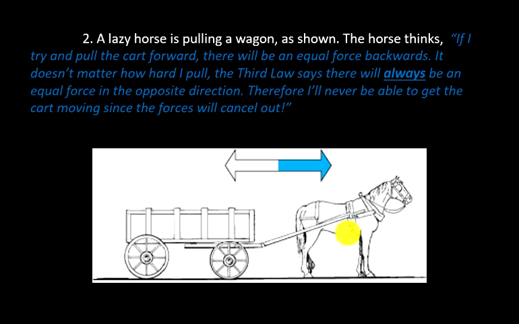Okay? I have one more example for you. Here's a classic physics conceptual question. We have a horse pulling a cart. Okay, and here's what I have. A lazy horse is pulling a wagon, or it's at least trying to pull a wagon, as shown. The horse thinks. Yes, the horse is thinking.